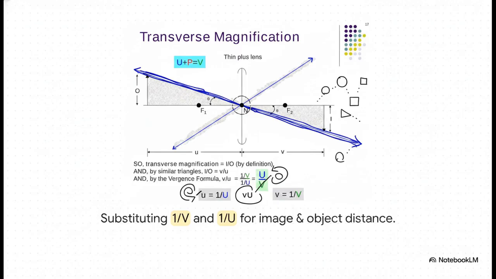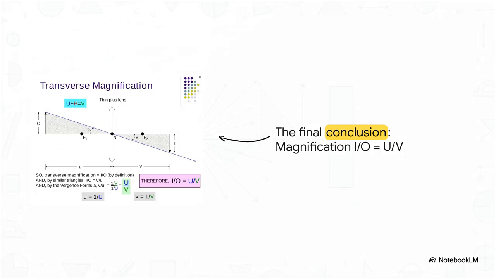Let's walk through it. Take our geometric formula, little v over little u. Instead of writing little v, we swap in its inverse equivalent, 1 over big V. And for the bottom, instead of little u, we drop in 1 over big U. We are literally just swapping distances out for vergence. And the algebra elegantly simplifies to our grand conclusion.